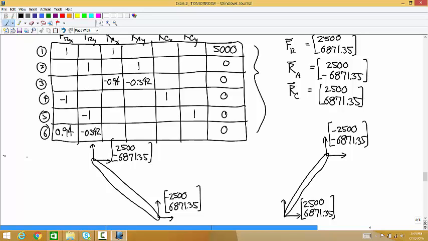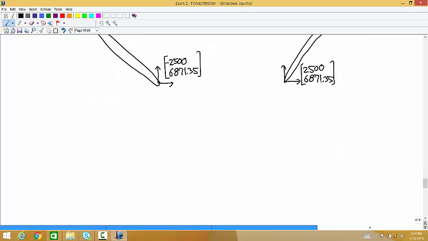Okay, so if you use inverse tangent to figure out the angles these are acting at, what you get is that both of these two members are in compression, and the magnitude of that compression is the square root of 2,500 squared plus 6871.35 squared. And what's that equal to? Just the magnitude of that force is the value of compression.